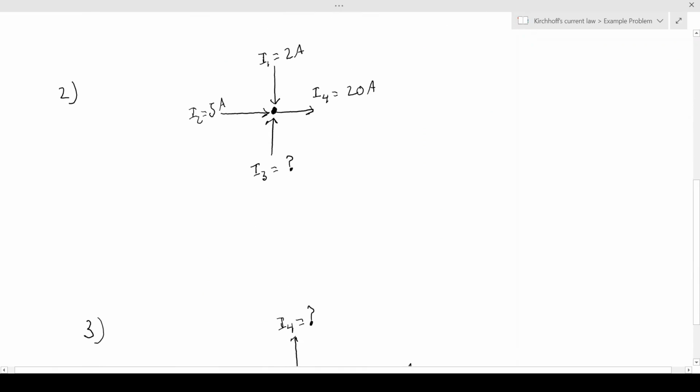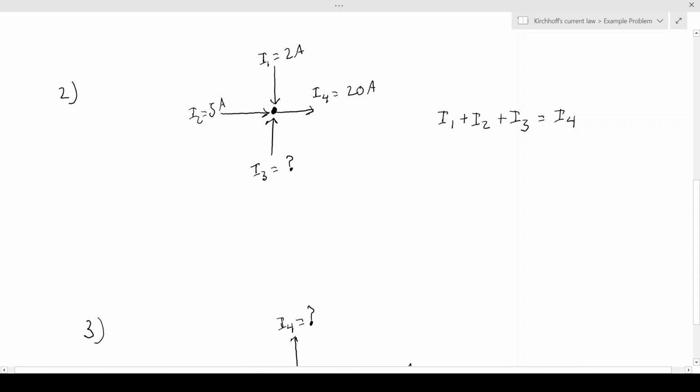The second problem, we do the same thing. We write the equation for Kirchhoff's current law, and then we solve for the unknown current. We have to figure out which current is going into the node and which current is leaving the node. So in this case, I1 is going into the node. I2 is also going into the node. I3 is also going into the node. And we have to figure out the current that is leaving the node. And in this case, only one current is leaving the node, which is I4.